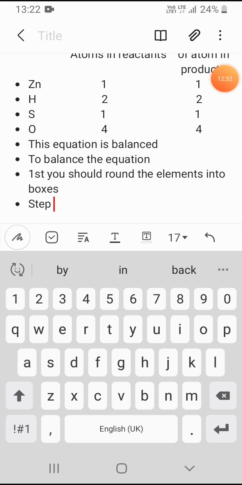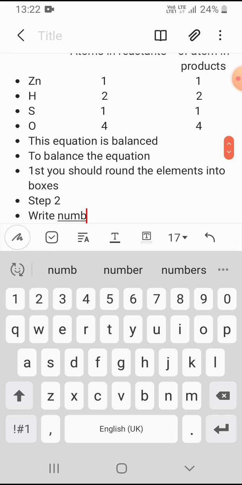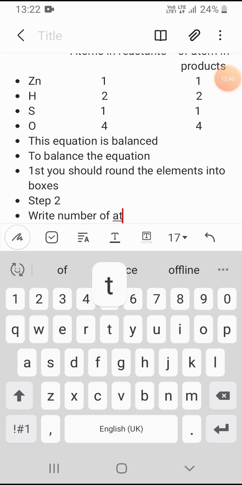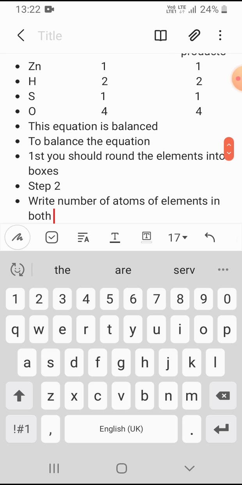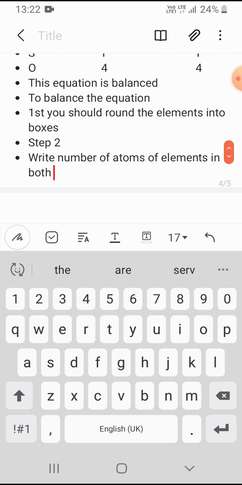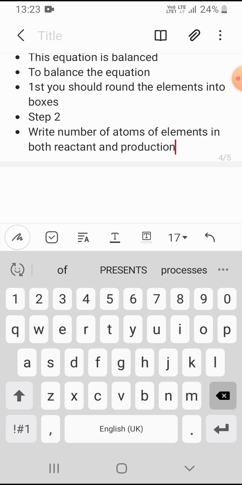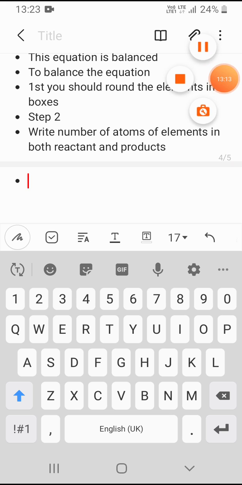Step 2, write the number of atoms of the elements in both the reactants and products. You should write the elements as I did here, and you should write their names and numbers, how much each has. On the reactant side you should write as I put in the column here, number of atoms in reactant, and in products you should write the number of atoms by counting them.